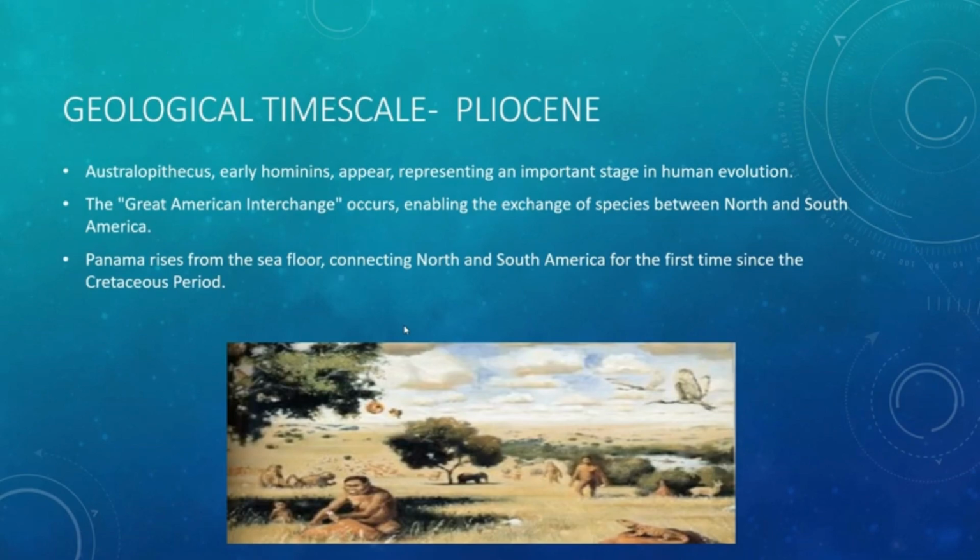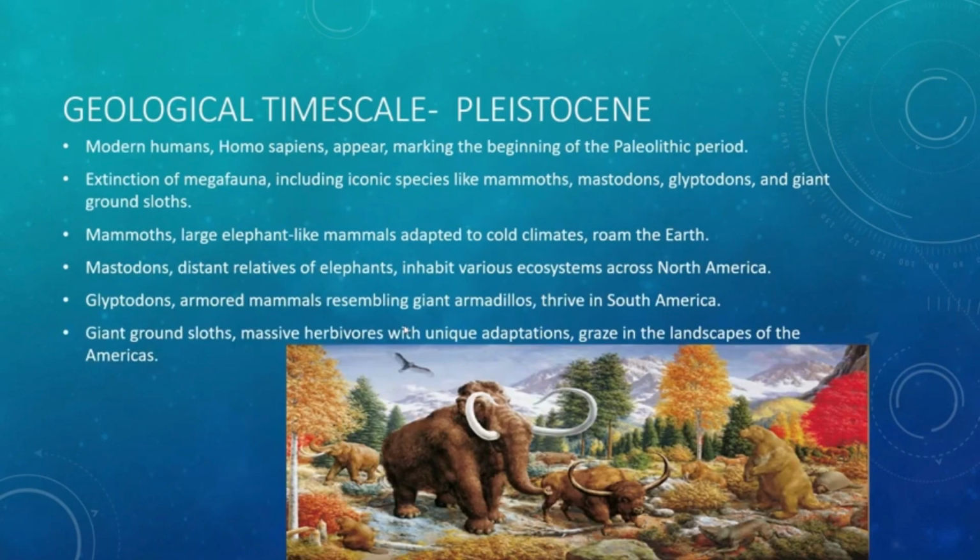The Great American Interchange occurs, enabling the exchange of species between North and South America. Panama arises from the seafloor, connecting North and South America for the first time since the Cretaceous period. The Pleistocene epoch was when modern humans, Homo sapiens, appear, marking the beginning of the Paleolithic period. Extinction of megafauna, including iconic species like the mammoth, mastodons, glyptodons, and giant ground sloths, occurs.